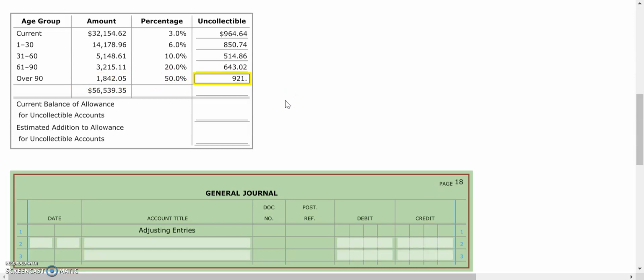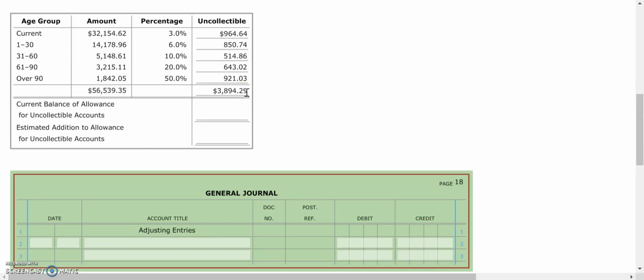So we have $921.03. Now, just as I mentioned in the lecture, note that typically as we get farther and farther past due, our percentages get bigger because we believe that those accounts are eventually going to be uncollectible. So of the $56,539.35 that people owe us currently, we are going to add up all of our 5 numbers here to get the amount we believe to be uncollectible, which is $3,894.29.